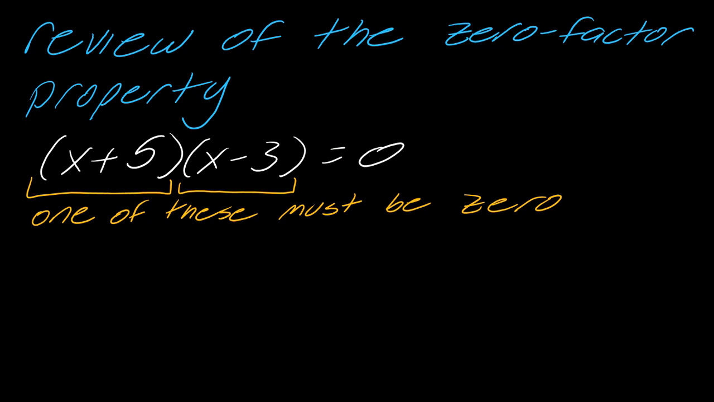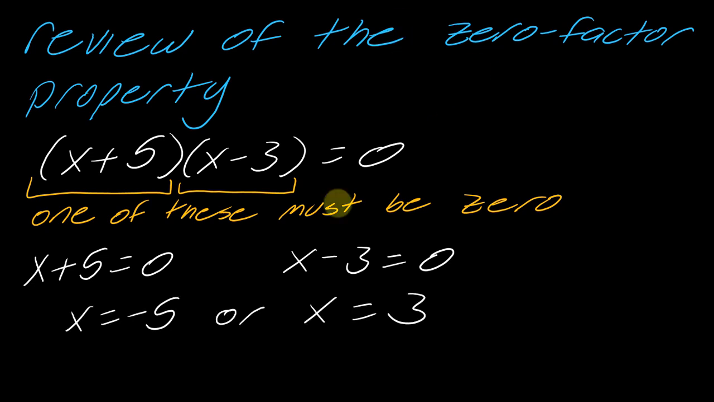So what that means, from a practical standpoint, is I can take each one of these factors and set them equal to 0, and then I can just solve them like mini equations. So I'm going to get x equals -5 or x equals 3. So boom, that would be how you solve something from algebra using the zero factor property.